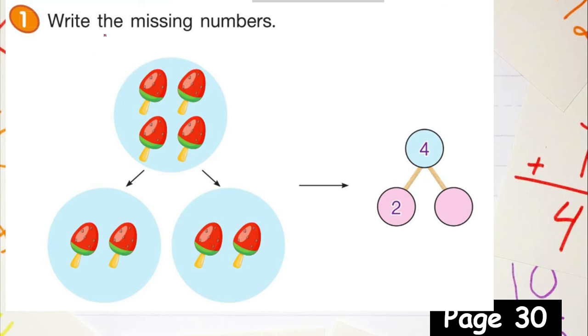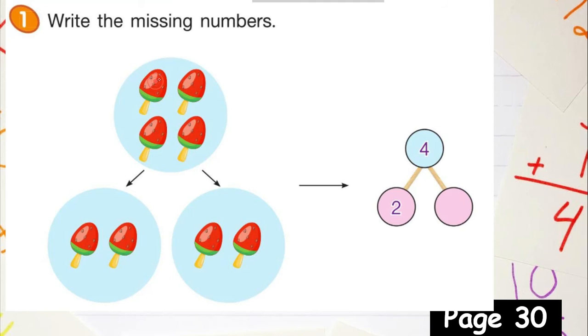Okay, write the missing numbers. So what are you going to do there? I want you to write the answers. Okay, so first here we're going to count the strawberry popsicles.